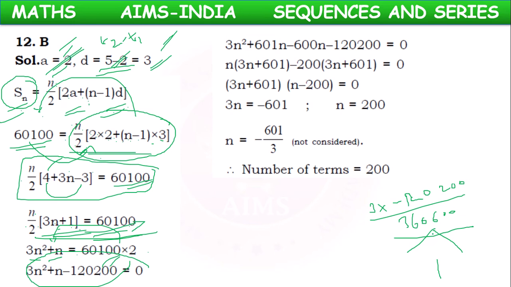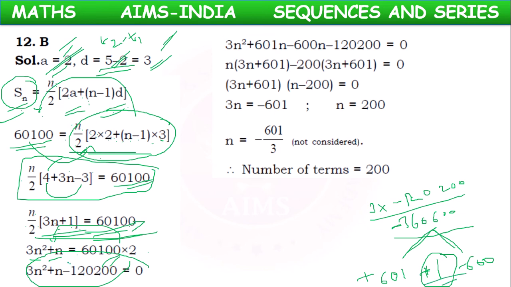Middle number plus 1. So we can write it as 601 into 600. This 3,60,600 can be written as the product of 601 into 600. When we add them, we should get plus 1. So plus 601 minus 600. If we multiply, we will get minus 3,60,600. If we add, we will get the middle term plus 1.